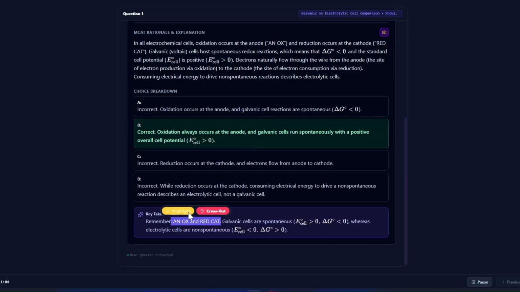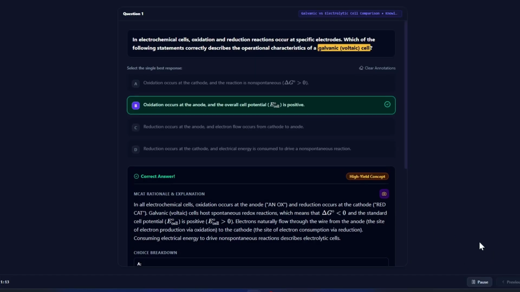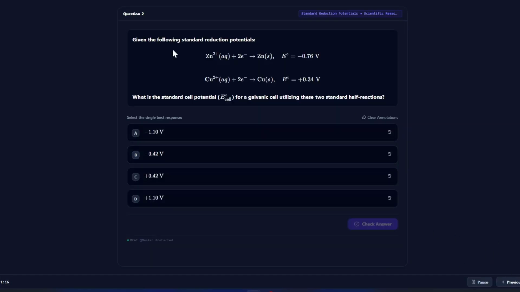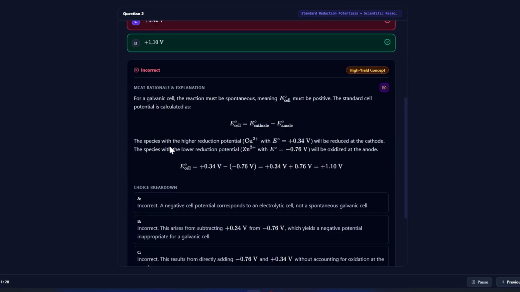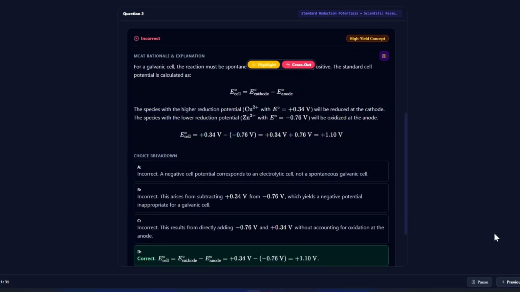And you have to remember RED CAT, right? So anode is oxidation, and reduction is at the cathode. And then you even have these practice questions here to do the standard potential of the cell, which we just looked at, right? So you would solve for it. Let's say we got it wrong. Then you have to figure out why I got it wrong, and you have this awesome explanation here.